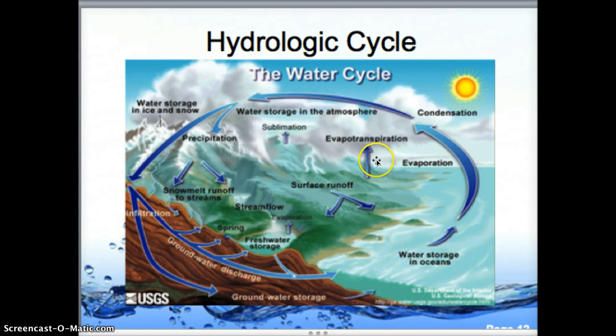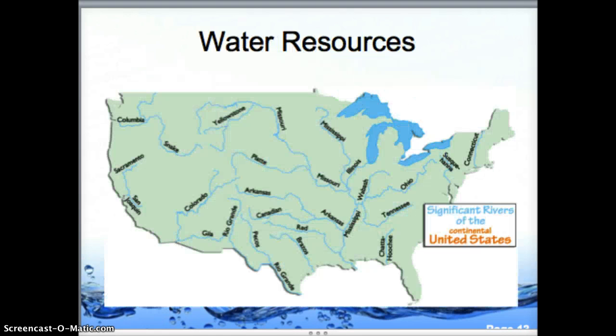Okay? So we have words to know: evaporation, condensation, sublimation, precipitation, surface runoff, and another word here is transpiration also. They call it evapotranspiration here, but transpiration is whenever the water comes off of trees and plants, things like that. And then we have freshwater storage in this underground portion.